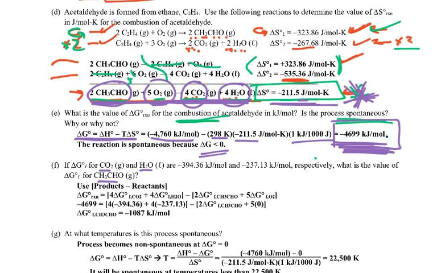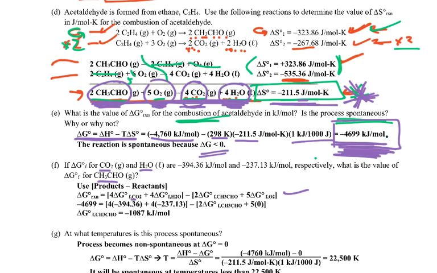So we know everything we need. We're just going to do 4 times this number plus 4 times this number minus 2 times this number, plus 5 times 0, and that is going to equal the delta G of the entire reaction, which we have here. So now it just becomes an algebra problem. And so we can see we have set it up kind of in words to keep things straight.